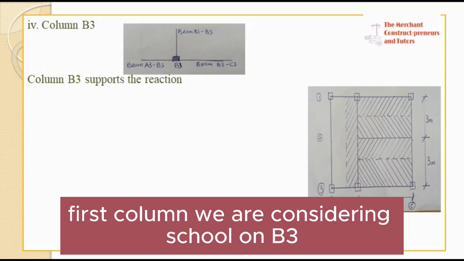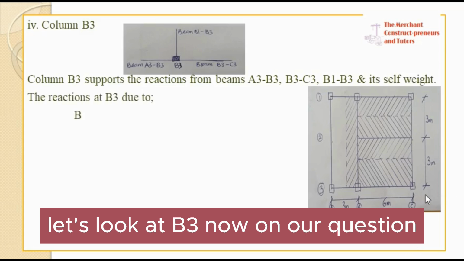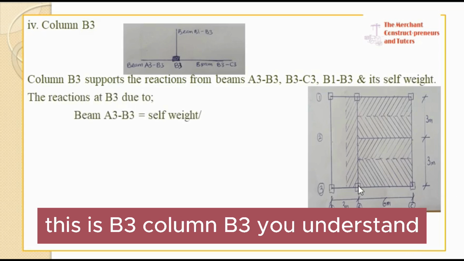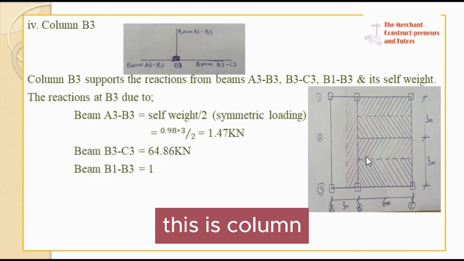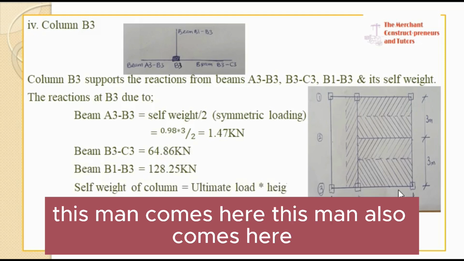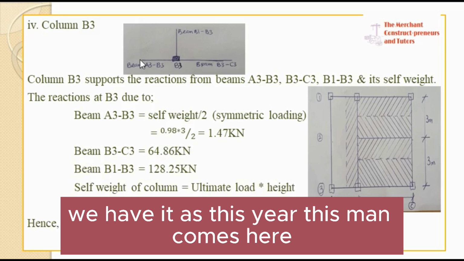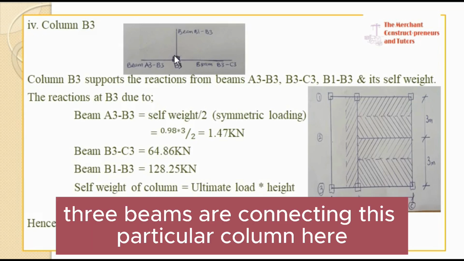The first column we are considering is column B3. Let's locate B3 on our question. This is column B3 here. You understand? So column B3 is being connected by how many beams? This one comes here, this one also comes here, and this one comes here. So 3 beams are connecting this particular column.